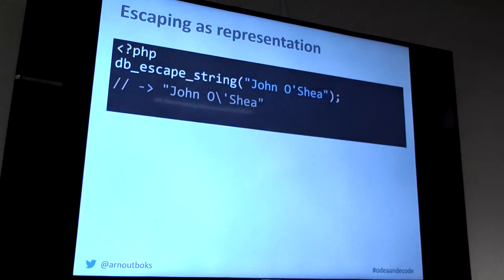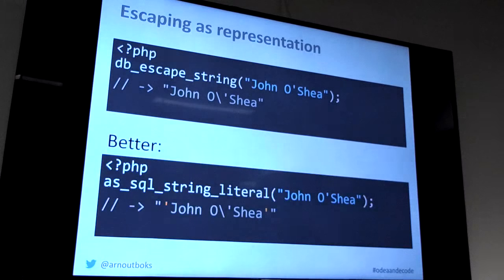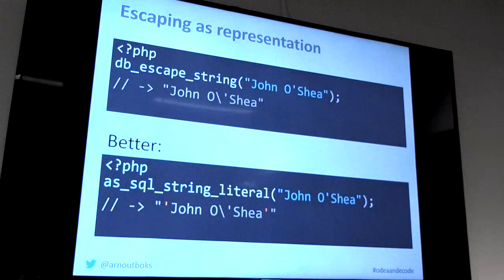Our escape functions typically look something like this. We put something in, and it escapes all the characters that are inside it. But it would be better and more useful if we had escaping functions that look something like this. Something that is named like it represents something as something else. It represents a string as an SQL string literal, and then returns the complete representation of that string in SQL with the quotes on both ends.